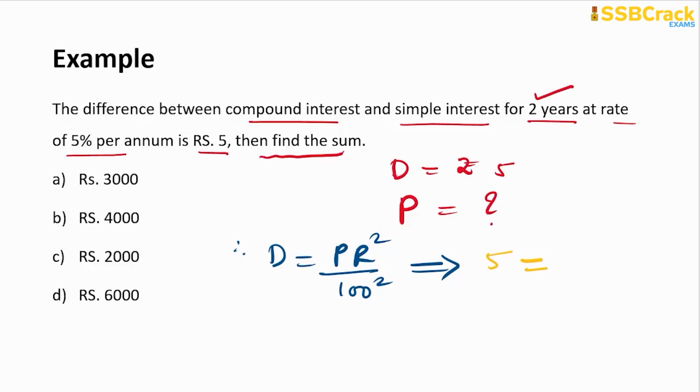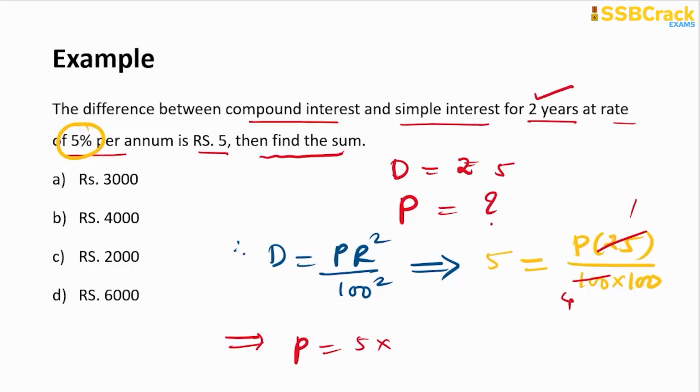So 5 is equal to P, unknown. What is R? R is 5%. So 5 square, that is 25, upon 100 square, that is 100 into 100, we can write, so that we can easily see the simplification. 25 1, 25 4. So you could see that P is equal to 5 into 4 into 100, that is 20 into 100, that is 2000 rupees. And hence the required key has to be option number C.